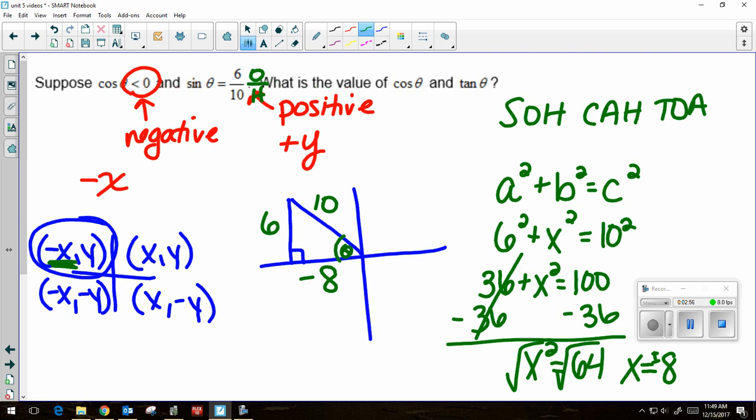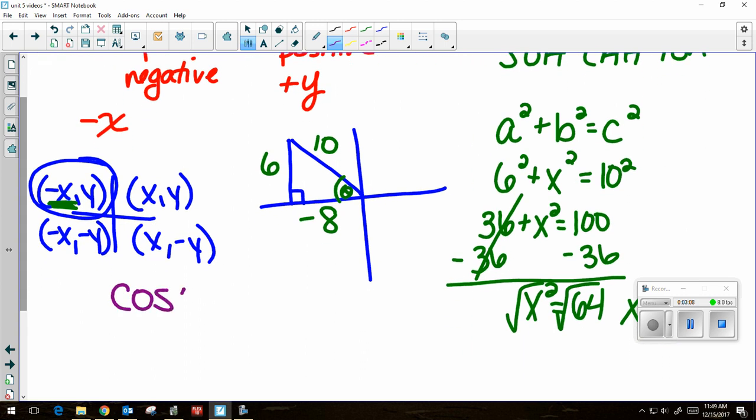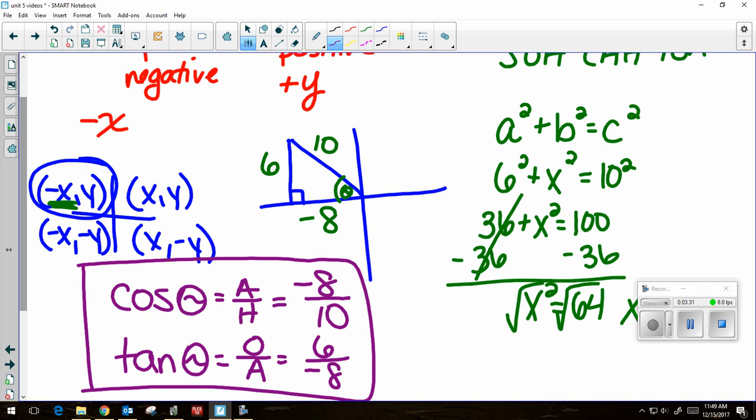Now they want me to find sine. No, we have sine. We want to find cosine theta and tangent theta, because that was what the question was asking for. So cosine theta is equal to adjacent over hypotenuse. So cosine theta is equal to negative 8 over 10. Tangent theta is equal to opposite over adjacent. So tangent theta is equal to 6 over negative 8. So that's what the question was asking for.